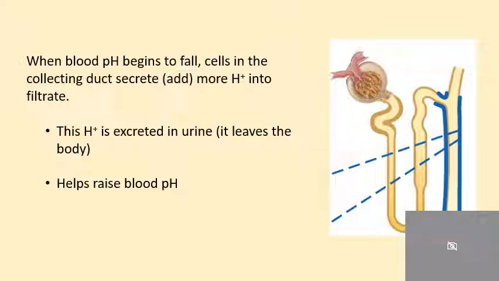During tubular secretion, hydrogen ions move out of the blood and into the filtrate. And we have cells in the late distal convoluted tubule and the collecting duct, highlighted here in blue. Those cells have the ability to move hydrogen ions into the filtrate. And this has the function of helping to raise blood pH.